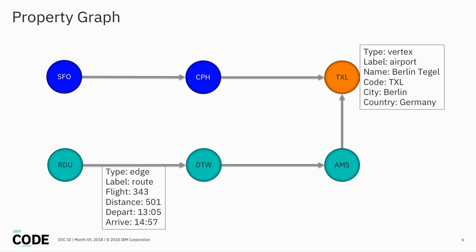On the vertex node, we have several properties. It typically has a label, which tells you what type of node it is. In a social graph, you might have people. In this kind of graph, we have airports. You have a name, an identifier, the code, and other properties that would make sense. For the edges, you can also put properties on there as well. Here we have the specific flight number, how long it was, and the arrival and departure times.